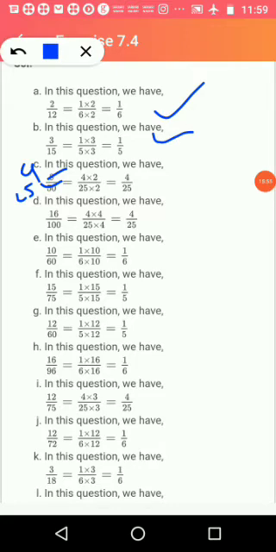16 by 100, again you can cancel with 2, you will get 8. Cancel with 2, you will get 50. Again with 2 you will get 4, and here you will get 25. 4 by 25. Okay, next.